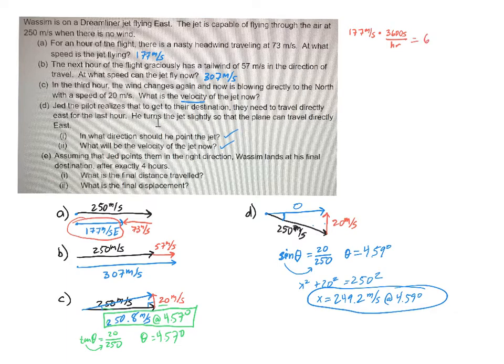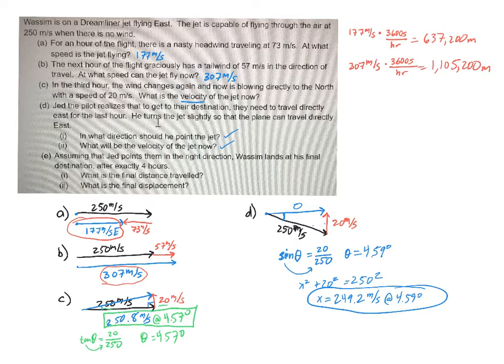Which is 637,200 meters. All right, the next one gave us a speed of 307 meters per second. Again, we'll go 3,600 seconds per hour, and we'll get 307 times 3600 is 1,105,200 meters. Okay, again, that's in 1 hour, so I'm multiplying by an hour.